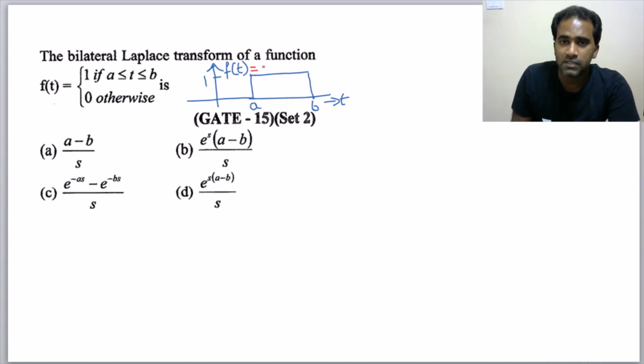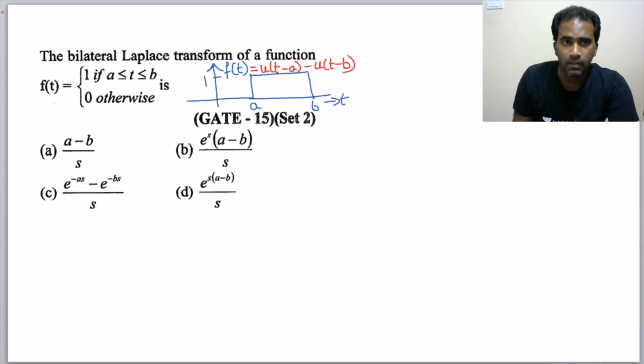How can we express this? We can express this in terms of step signals, because we know the Laplace transform of step signals. If you can express this in terms of step signals, then finding the Laplace transform will be very easy. So f of t can be expressed as u of t minus a minus u of t minus b. Subtraction of step signals always results in a rectangle. Yes, this is f of t.